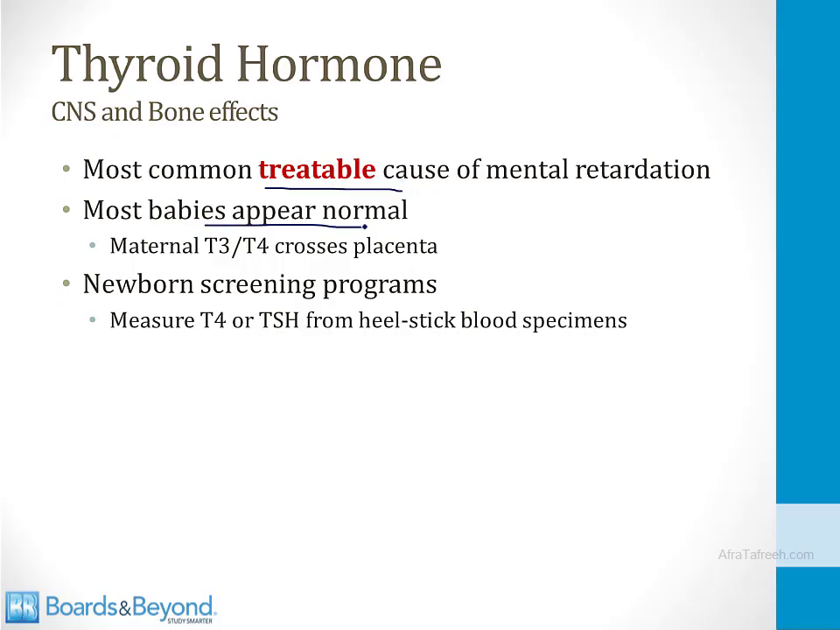Most of these babies appear normal when they're born, and that's because in utero they are exposed to maternal T3 and T4, which crosses the placenta. It's only after birth that they begin to be exposed to the low thyroid hormone levels. And in order to avoid this treatable form of mental retardation, most countries have newborn screening programs in place where they measure T4 or TSH from a heel stick blood specimen from newborn babies, and if they appear to be hypothyroid, then they get identified early and treated.